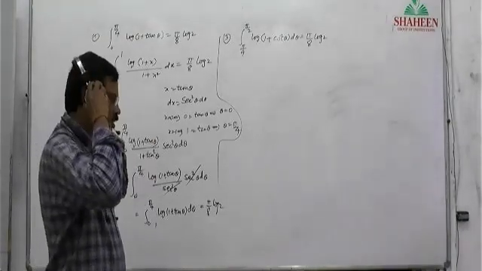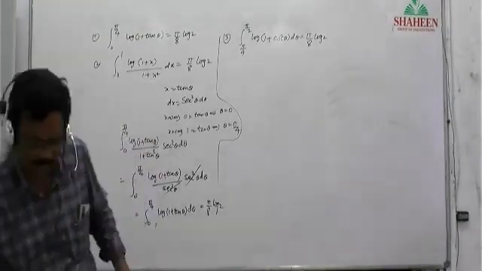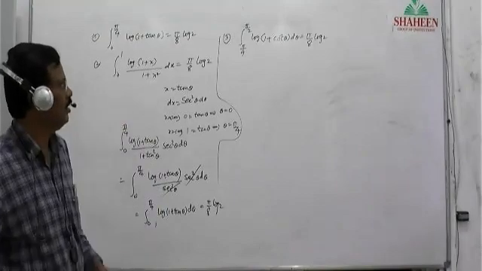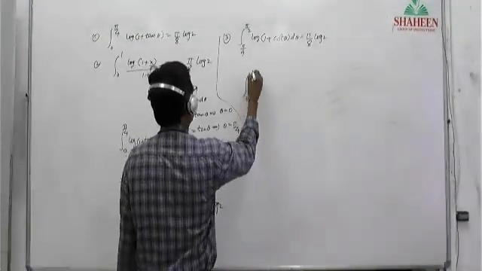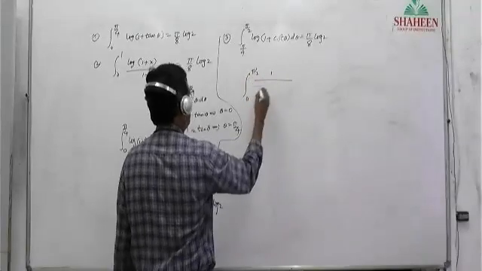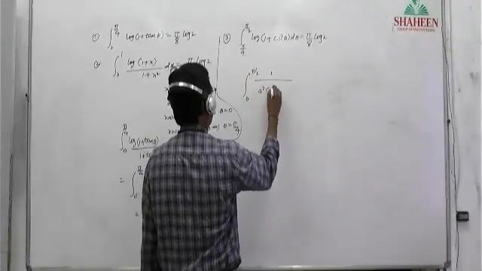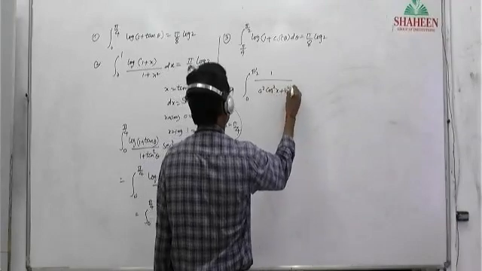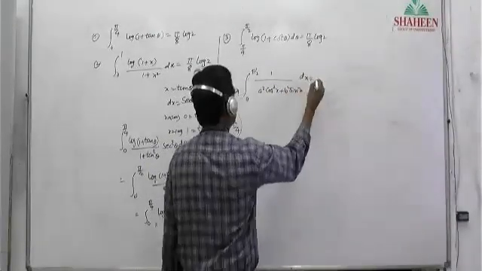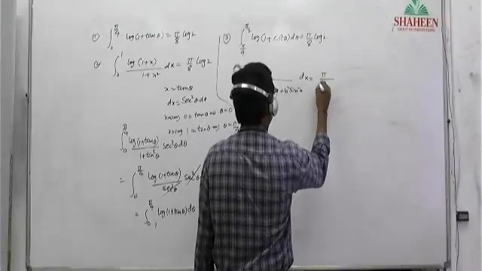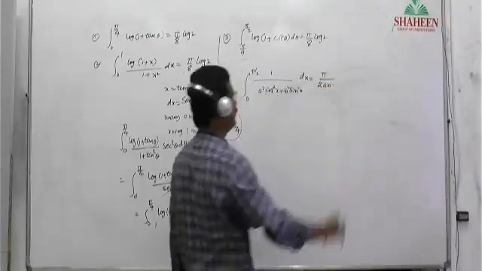Okay, everyone. Now let us see the next one. The integral from 0 to pi by 2 of 1 by a square cos square x plus b square sin square x. Now this integral is pi by 2 times AB.